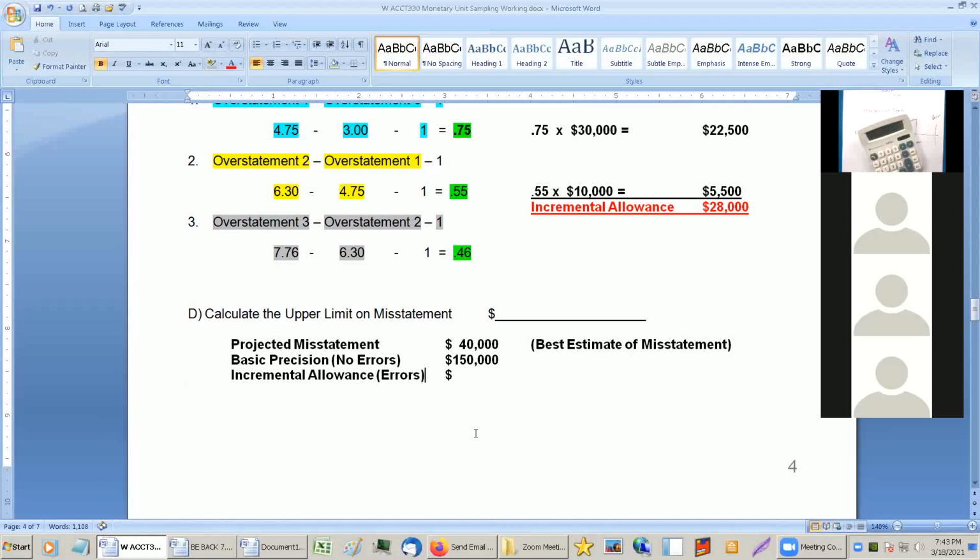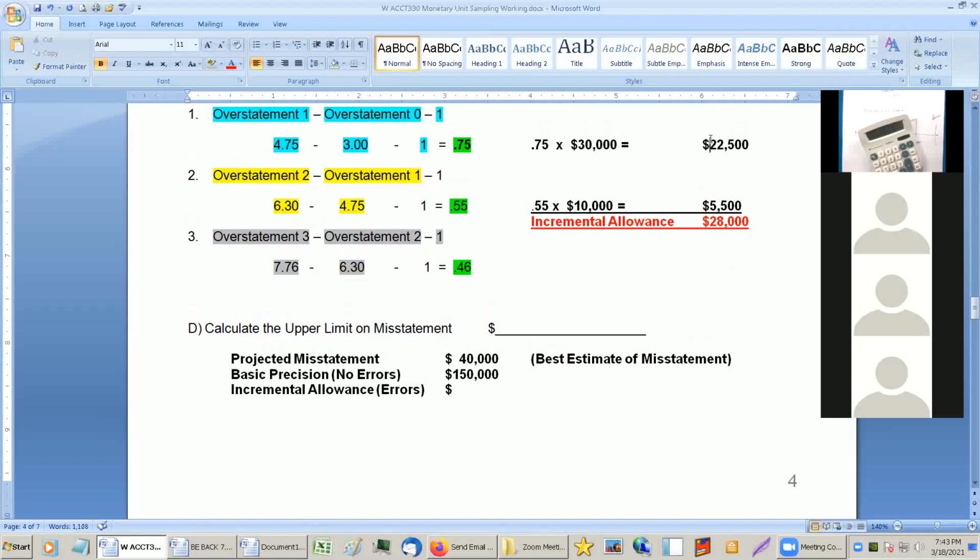So basic precision is the no-error problem that you have. It could be off by more, even if you don't have any errors, just because it's a sample. And the incremental says, okay, if you have errors, it matters how big they are, and obviously how many you have, but the size of the errors matters. So this will be an additional 28,000.